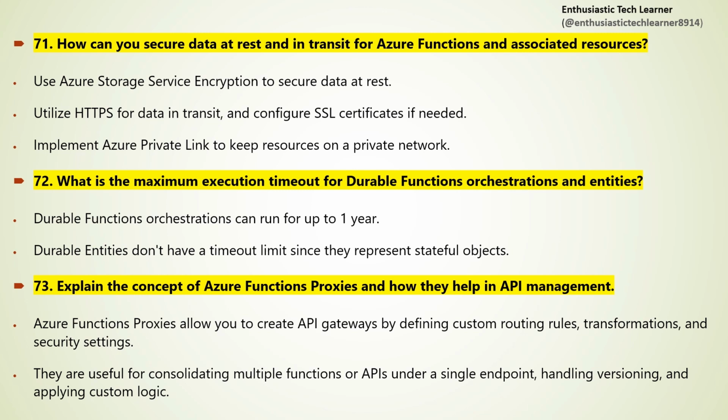Explain the concept of Azure Functions proxies and how they help in API management. Azure Functions proxies allow you to create API gateways by defining custom routing rules, transformations, and security settings. They are useful for consolidating multiple functions or APIs under a single endpoint, handling versioning, and applying custom logic.